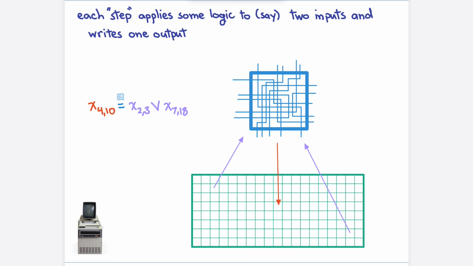Okay, and that's how I'm just going to think of a computer, and I'm going to think of a program, for sake of discussion, as something doing a bunch of this stuff in a row.